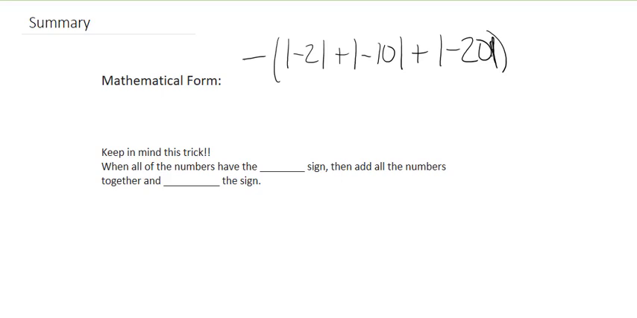Keep in mind the trick: when all the numbers have the same sign, then add all the numbers together and we'll keep the sign. So negative numbers move to the left and positive numbers move to the right. So let's do another example, but this time let's use a trick.